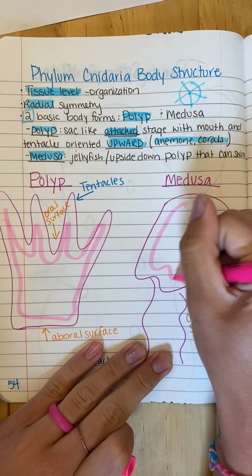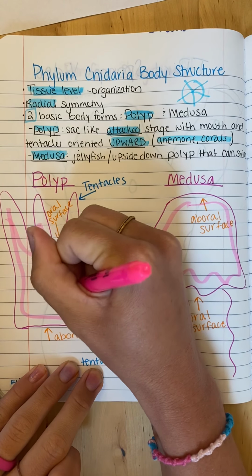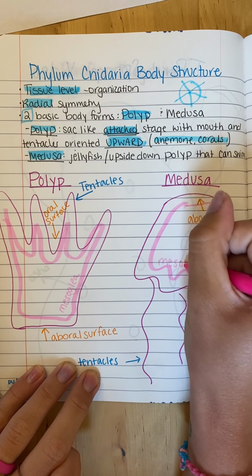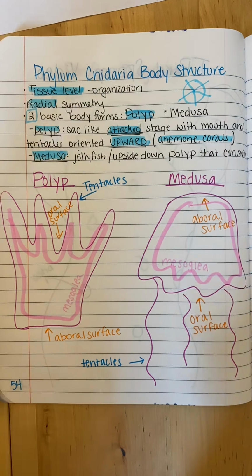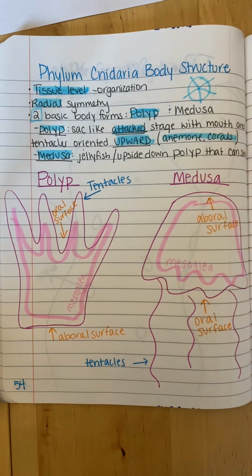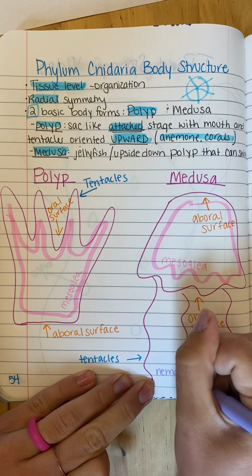So we've got our mesoglea, which is all on the inside. You can notice in this particular picture, it is represented by this light purple color. Our aboral surface would be the top part of this particular organism. This particular medusa has its aboral surface on the top. Its oral surface would be where its mouth is, and then those tentacles with the nematocysts on them.